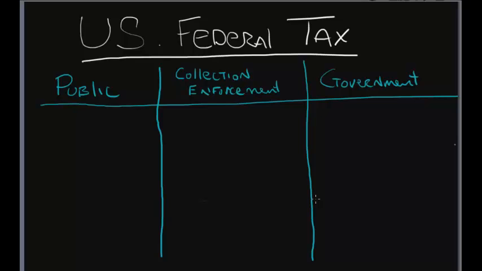This is the second video in a series covering the United States federal tax system. And what we want to talk about in this video are who are the players, who's involved in this system. Now I'm going to break it down into three areas. I'm sure it's more complex than that, so many of you will think of many other players that are involved, but this is just the basic understanding of who's involved in this.